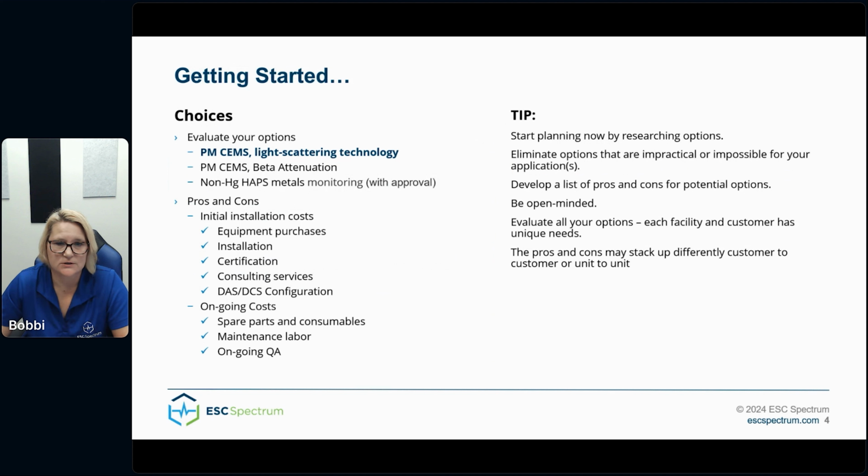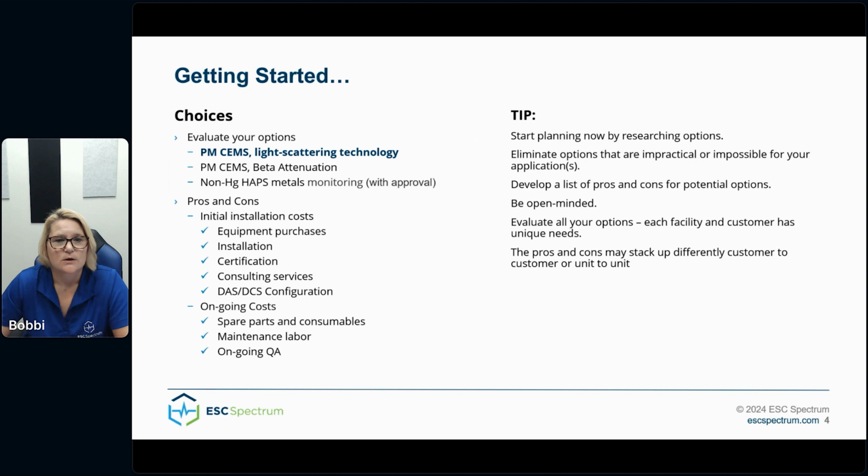While this presentation is focused on the PM CEMS, it should be noted that non-mercury HAPS metals monitoring is a potential option. Ohio Lumex has been working on sorbent traps for non-mercury HAPS metals modeled after PS12B mercury sorbent traps. Once approved, this might be a viable alternative for applications where PM CEMS and the required PS11 correlation are especially challenging.